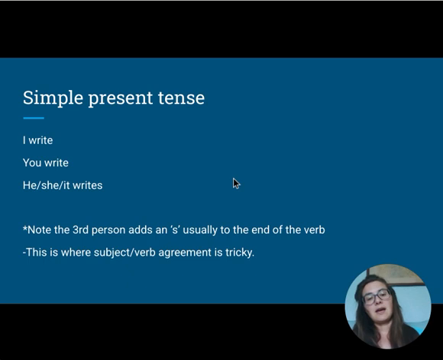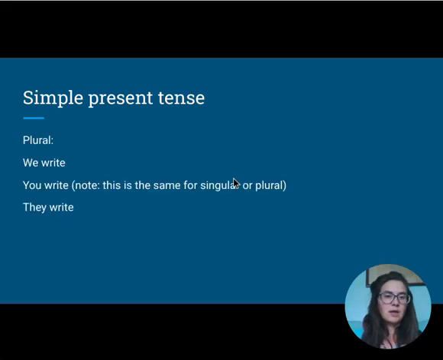And you'll notice that the last one, the third person singular, he, she, or it, so a single person, but it's in third person, it's called, we add an S to the end of the verb. And this is where the subject-verb agreement becomes tricky, because you have to make sure that if you're talking about the single third person, you add an S normally to the present tense verb. If it's plural, it's easier.